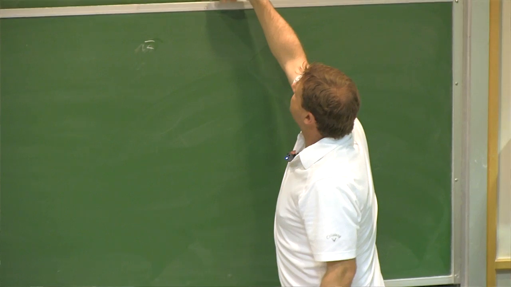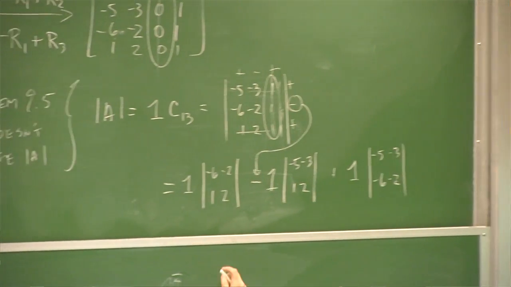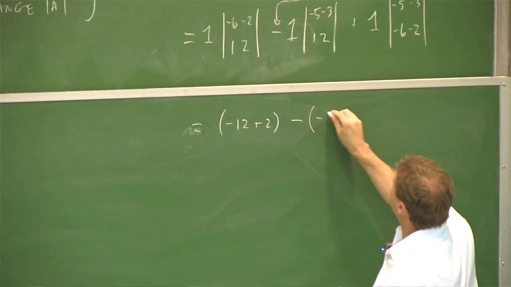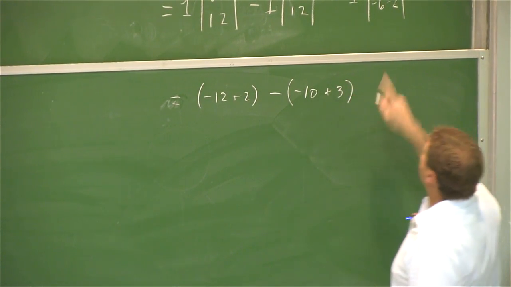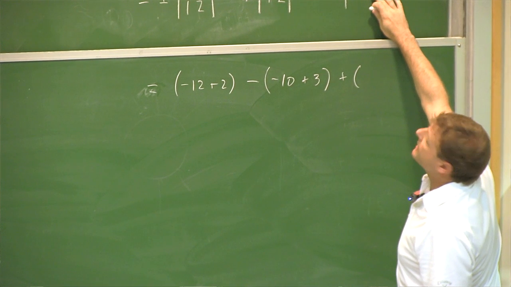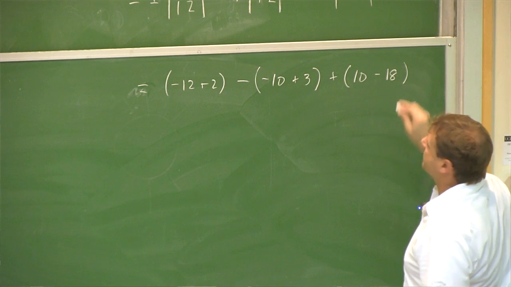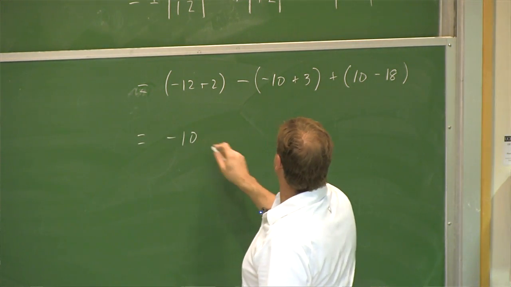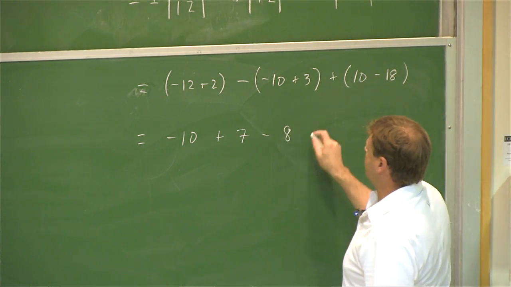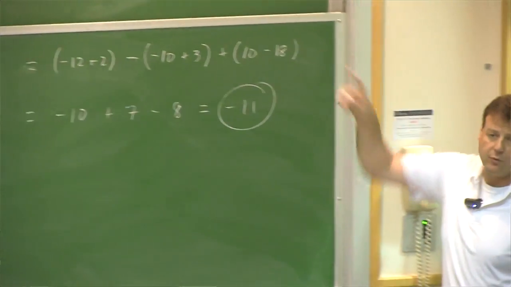Okay, I've got negative 12 plus 2. And then here I've got minus negative 10 plus 3. And then there I've got plus, that was a negative 2, right? Yeah, so positive 10 minus 18. So this gives me negative 10 plus 7 minus 8. So negative 11. That's the determinant of that original 4 by 4 matrix.